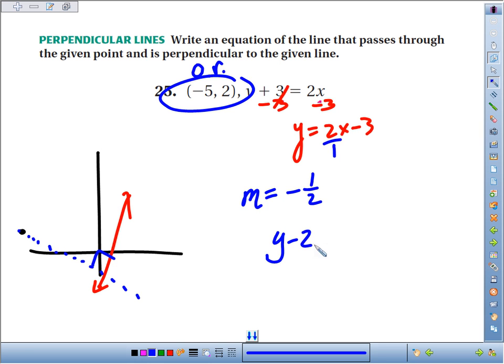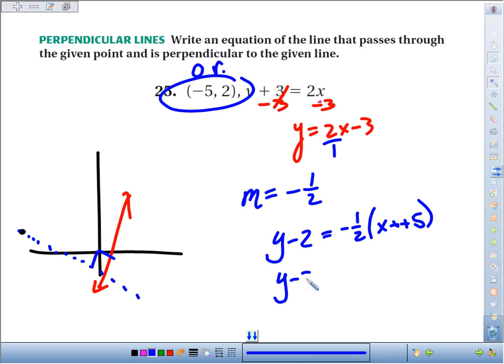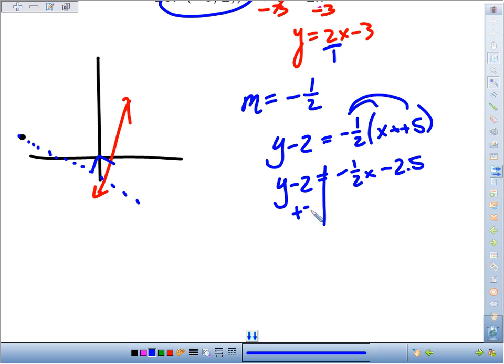Y minus the y coordinate equals my slope, negative 1/2, times x minus the x coordinate. Don't forget to chop that. So if we were to try to get this in slope-intercept form, we would distribute first. We get negative 1/2 x, and negative 1/2 times 5 is negative 2.5. And then lastly, to get y by itself, we would just add 2 to both sides, and we get y equals negative 1/2 x. Negative 2.5 plus 2 is just negative 1/2.